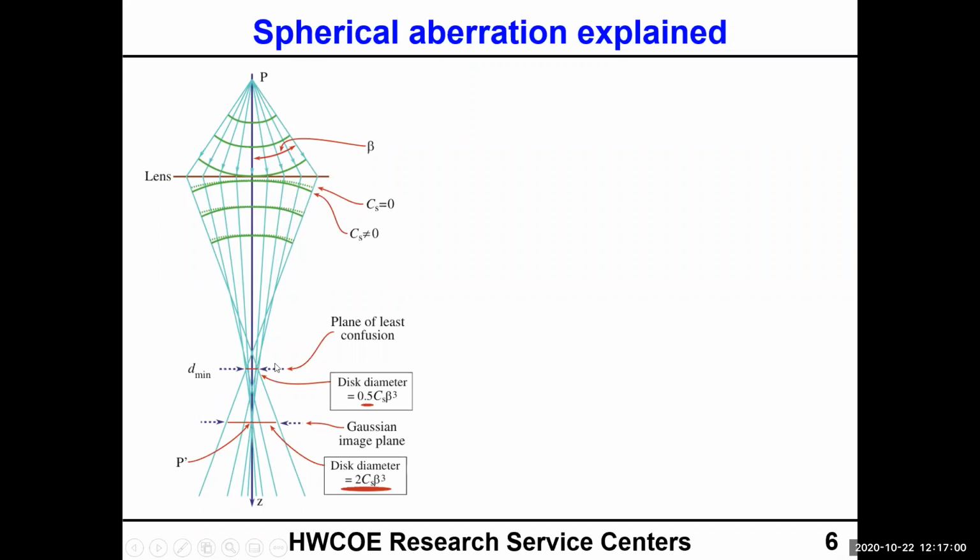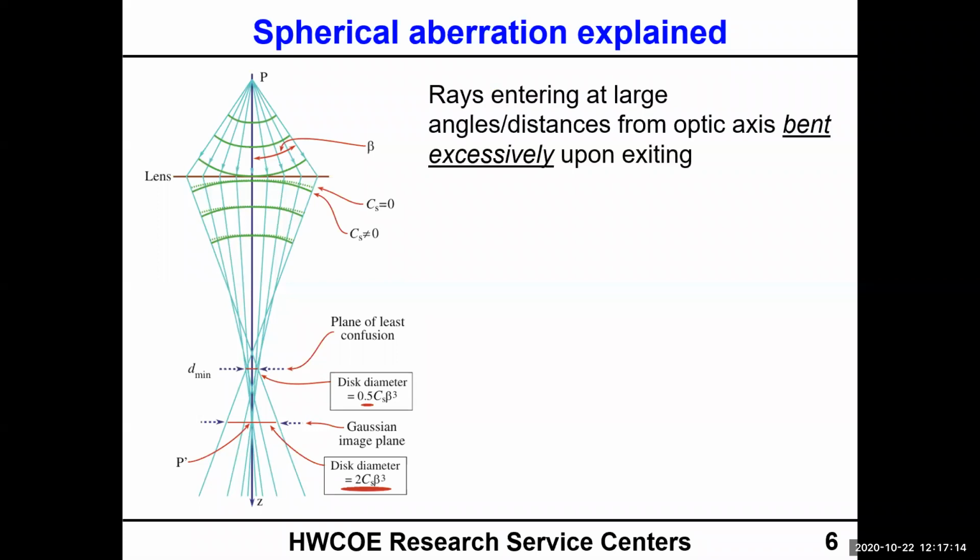So we do see that there is kind of a compromise point here where you get a plane of least confusion. And if we don't have the advantage of CS correction, that's what we end up having to do, is we have to basically work with that plane of least confusion.